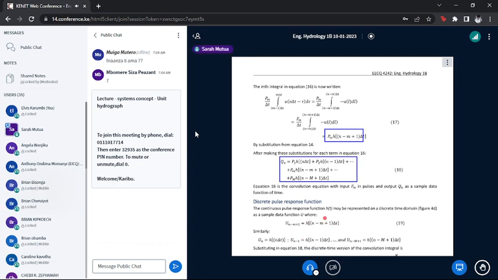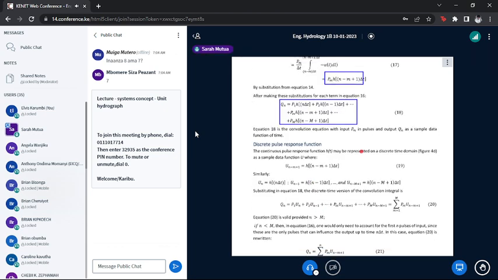From the formula, if you go to formula 12, you will be able to see how this equation has been derived. And in a similar manner, you can write u of n, u of n minus 1, until you get to u of n minus m. M is the last rainfall pulse plus 1.